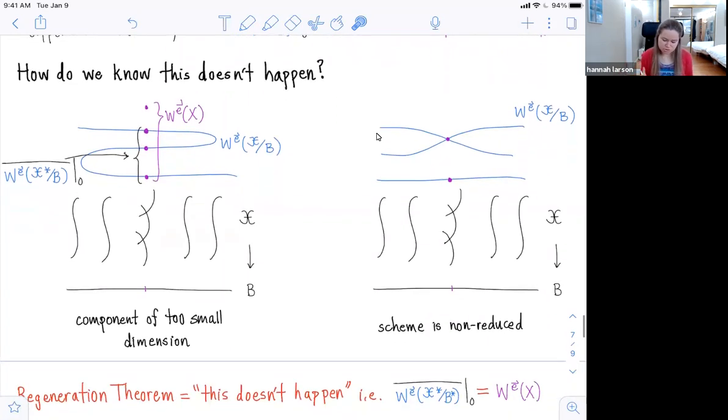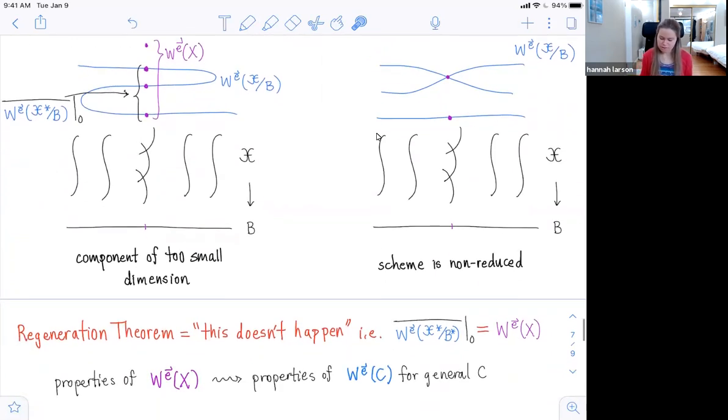So we really needed new ideas to establish a regeneration theorem in this context, which is to say, to prove that these things here don't happen, and we really have this desired equality. And that is the key that allows us to prove our main theorem. We can then access what's happening on the general fiber by studying properties of the special fiber, where we have this nice combinatorial description. So I'll stop here, and I'll be happy to take any questions.